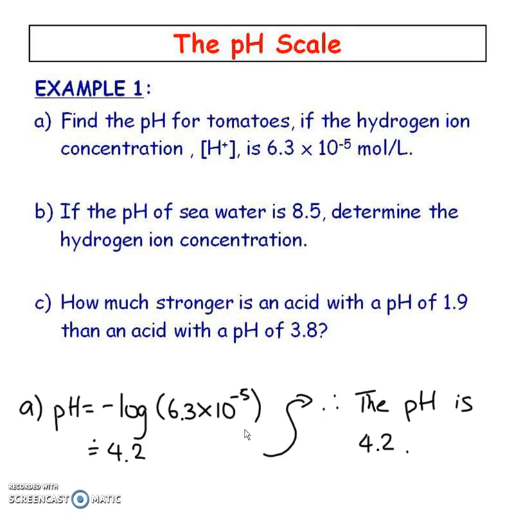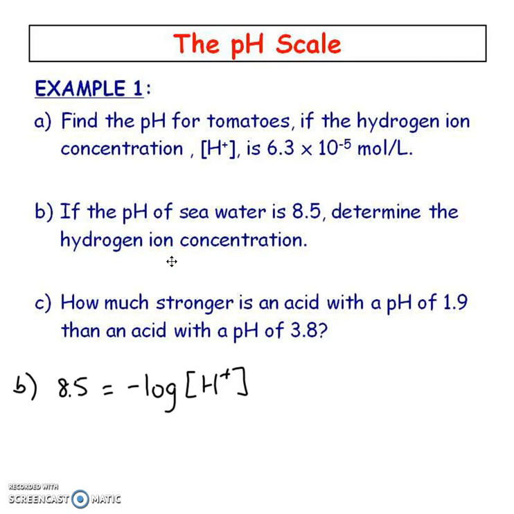And when we're talking about pH, 4.2 doesn't have a unit beside it. So you're just going to say, therefore, the pH is 4.2. And remember, these are application word problems, so you need a therefore statement at the end. Now, if you're talking about B, they've given us the pH of the seawater already. So our unknown this time is the hydrogen ion concentration. That means the 8.5 is going to go here instead, and H is going to be our unknown.